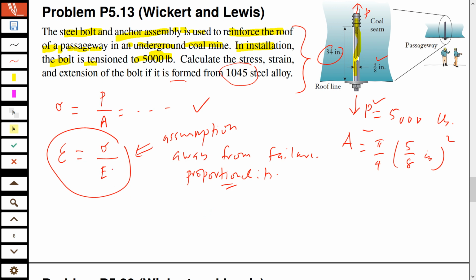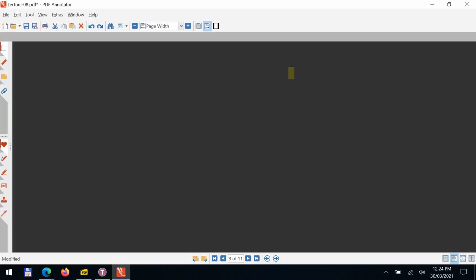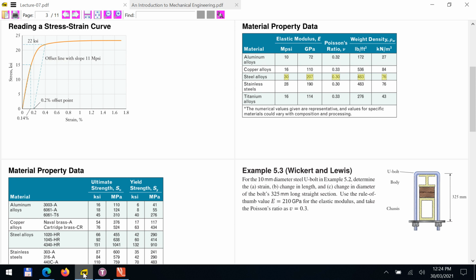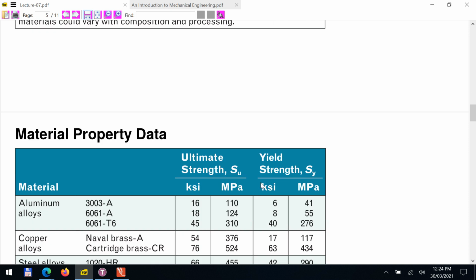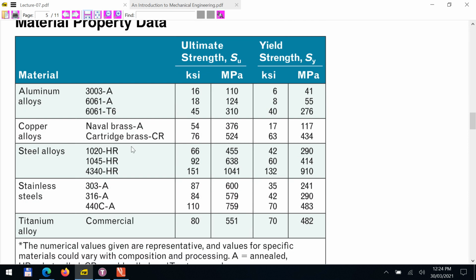अब यहाँ पे क्या अननोन है इस इक्वेशन में? This sigma comes from there and E has to come from some table. और वो टेबल किसका होगा? 1045 steel alloy. Let's read that. I have one table here and you see this alloy here, yeah, 1045, yeah, steel alloy.